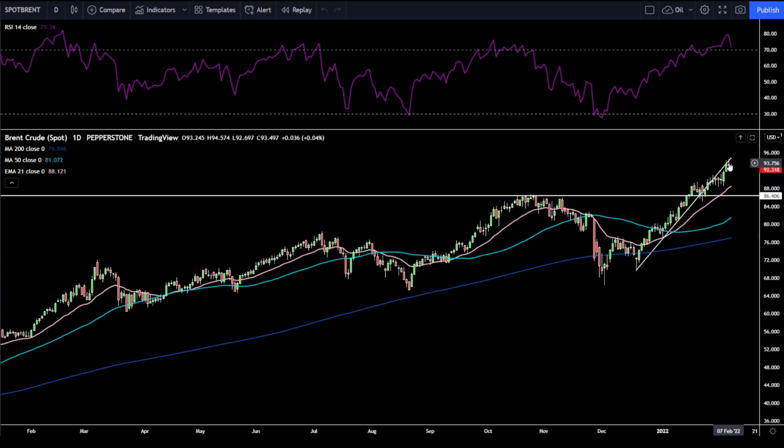Target on the upside, I'd say, is about 95, and on the downside, I quite like we saw a bit of congestion here, a bit of stickiness around this $90 level. We've also got the 21-day exponential moving average not far away.